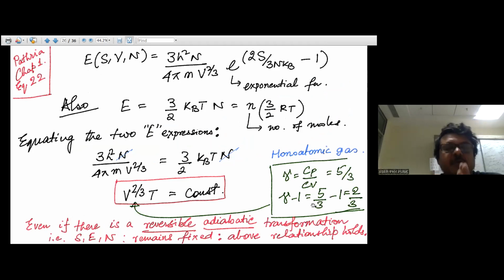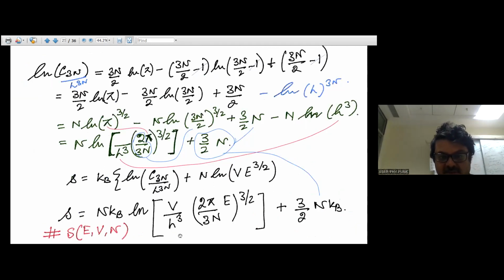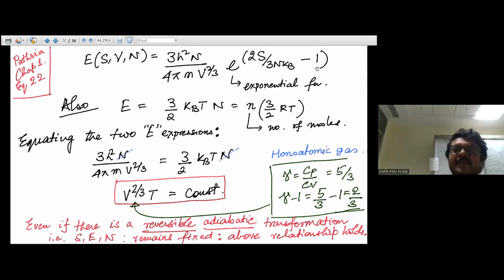All that, so what are we doing? We are rearranging terms. Why are we rearranging terms? So that we can write E in terms of S now. We had previously written S as a function of E, V, and N. We are rearranging terms so that E is written now. So we are writing E equal to, basically taking this ln here, right? So it is S by n kB, and then you take its exponential and so on and so forth. So that's exactly what has been done here.